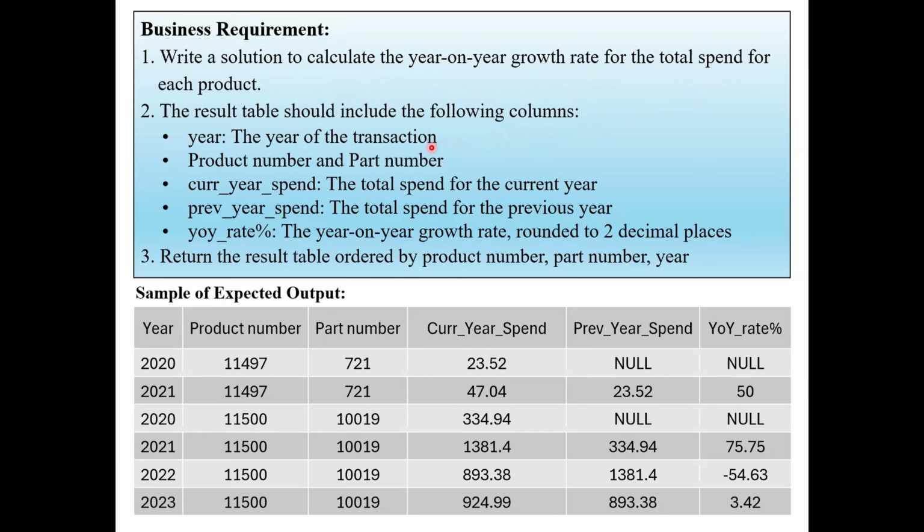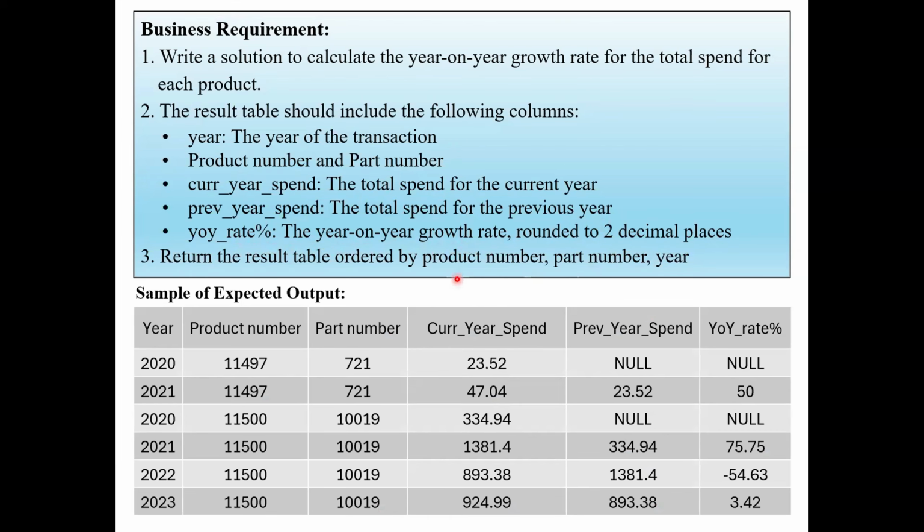Year, the year of the transaction. Product number and part number. The total spend for the current year. The total spend for the previous year. The year-on-year growth rate percentage, rounded to 2 decimal places.